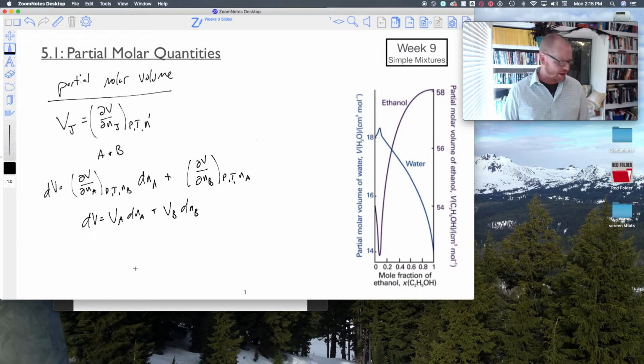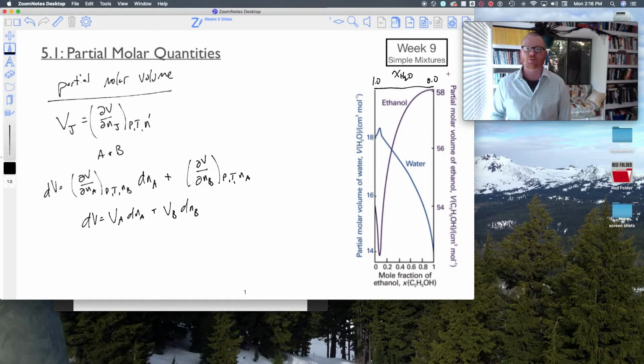So how does this manifest? Well, if we look at here, we've got a mixture where there's mole fraction on the x-axis. And we note here that I'll draw a second axis above. If this is for mole fraction of ethanol, 0 and 1, then up top I could write mole fraction of H2O, for example, chi. And when the mole fraction of ethanol is 0, the mole fraction of water is 1. And when the mole fraction of ethanol is 1, the mole fraction of water is 0. So keep that in mind when we start looking at these graphs.